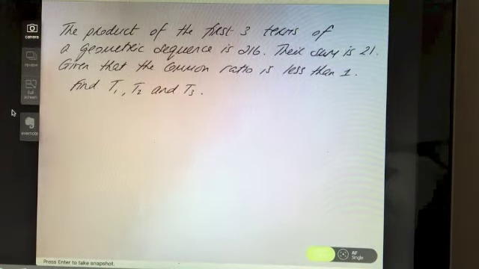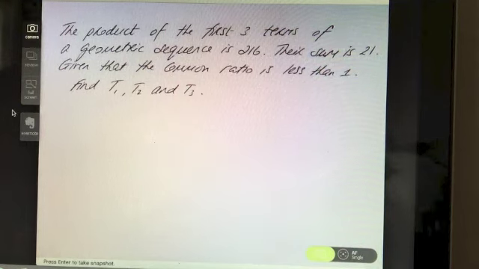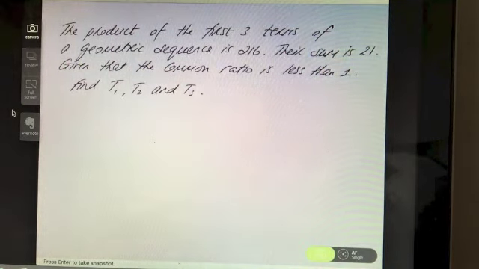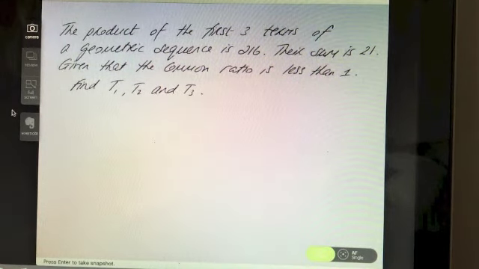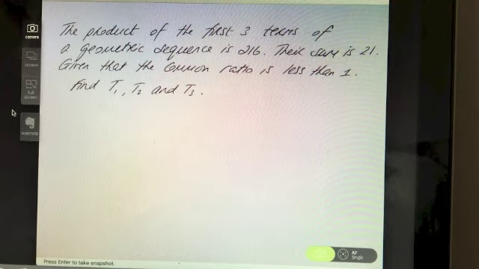Okay, let's try this question. So here we have that the product of the first 3 terms of a geometric sequence is 216. Their sum is 21. Given that the common ratio is less than 1, find T1, T2 and T3. All right, pause the video and see how you get on with this one.